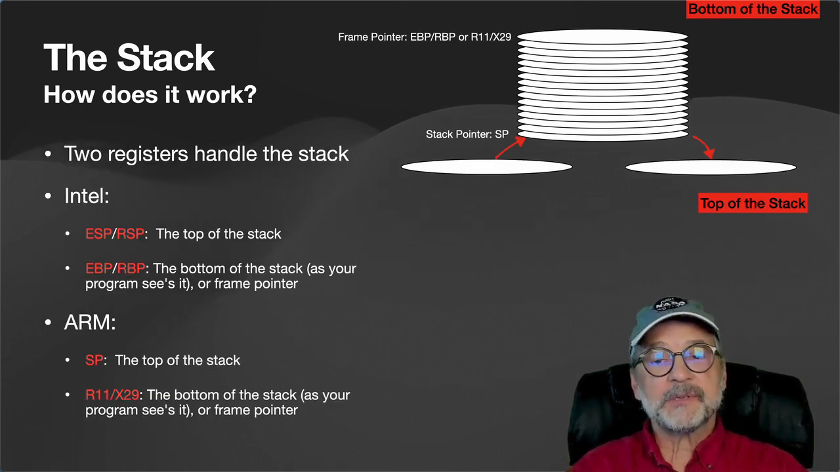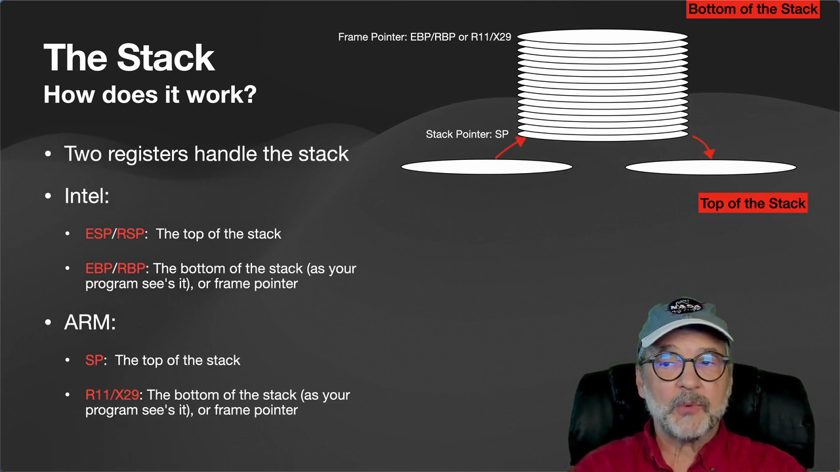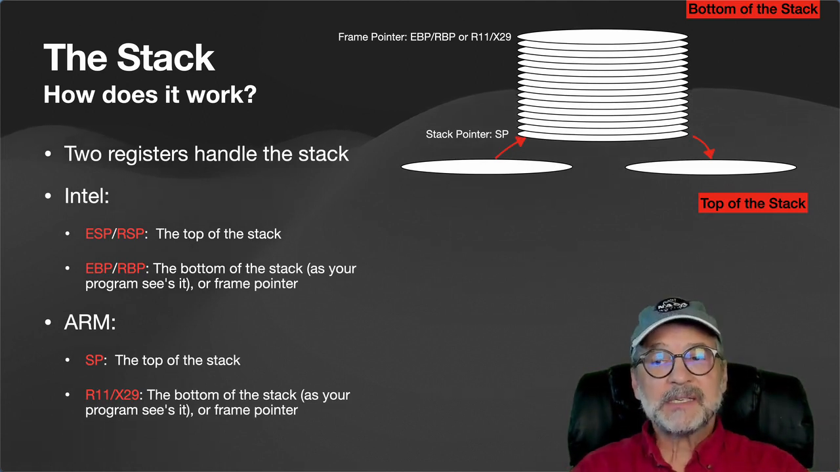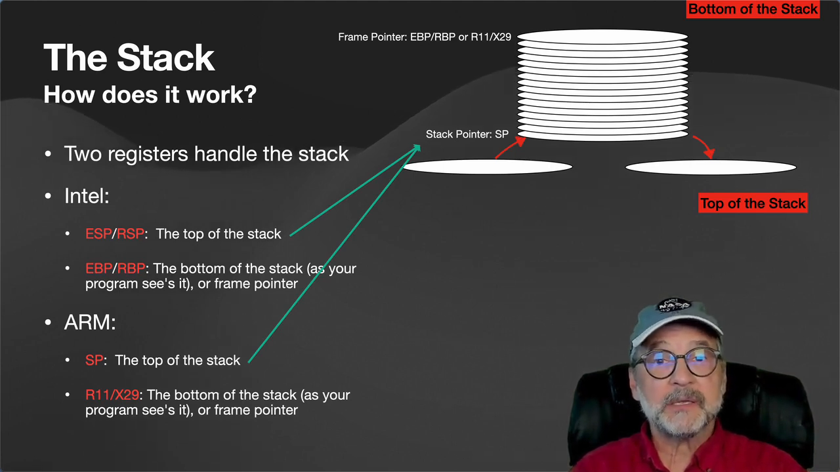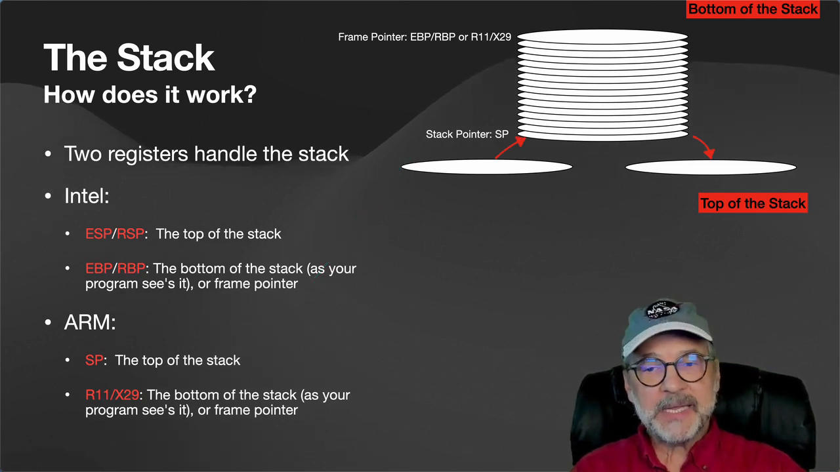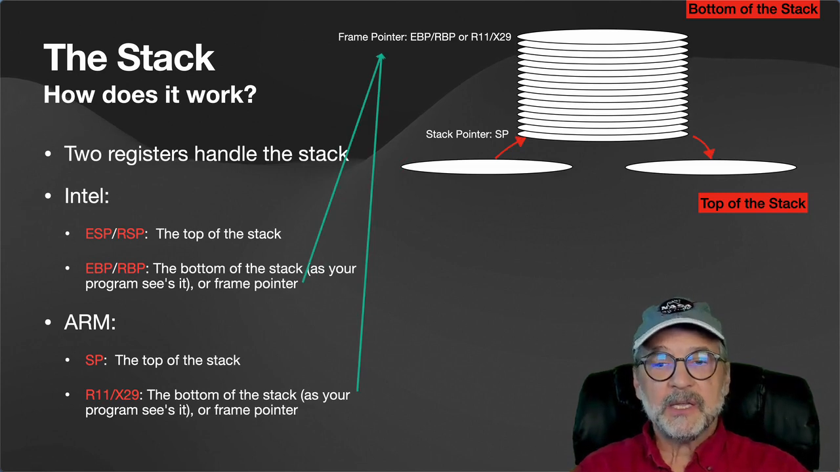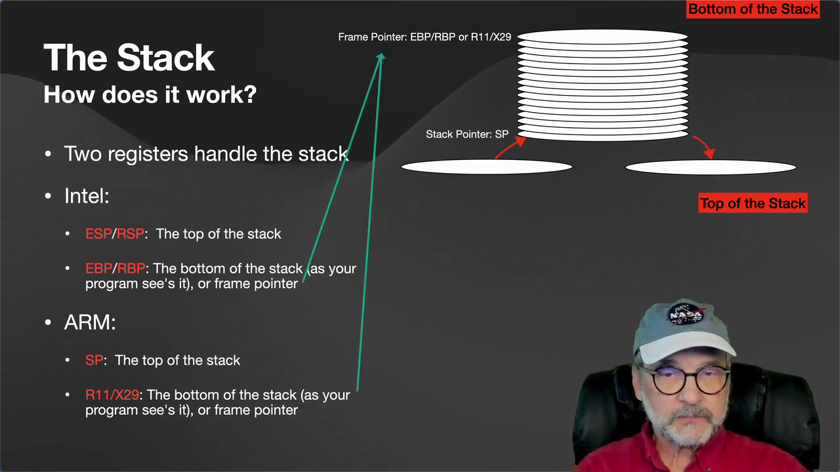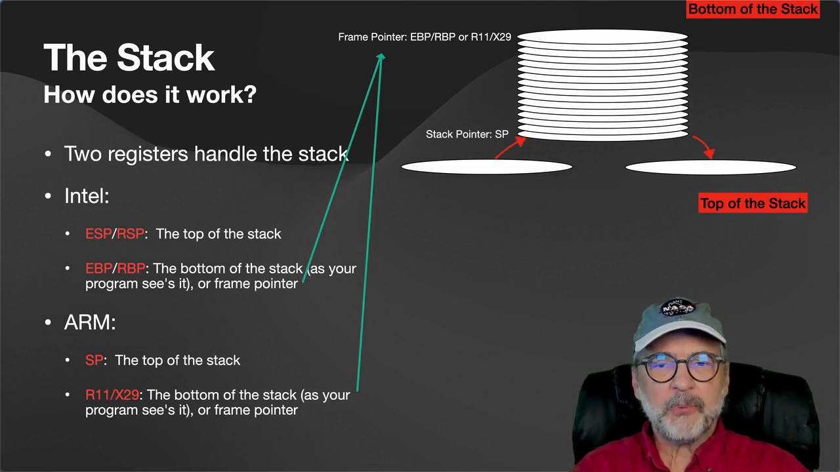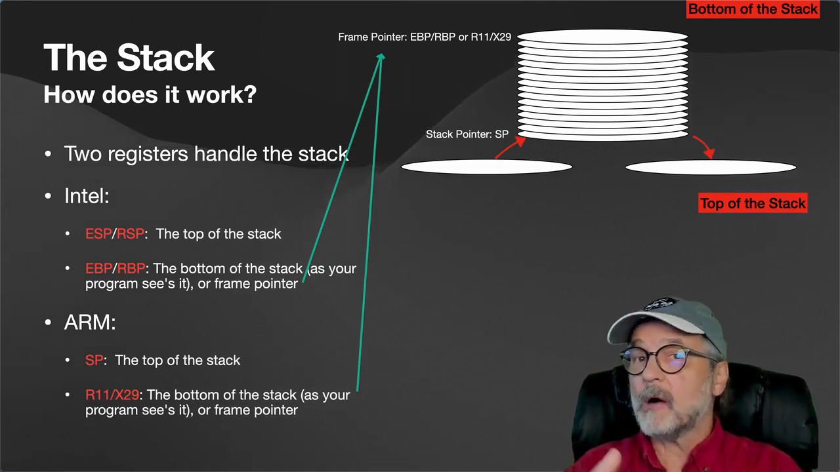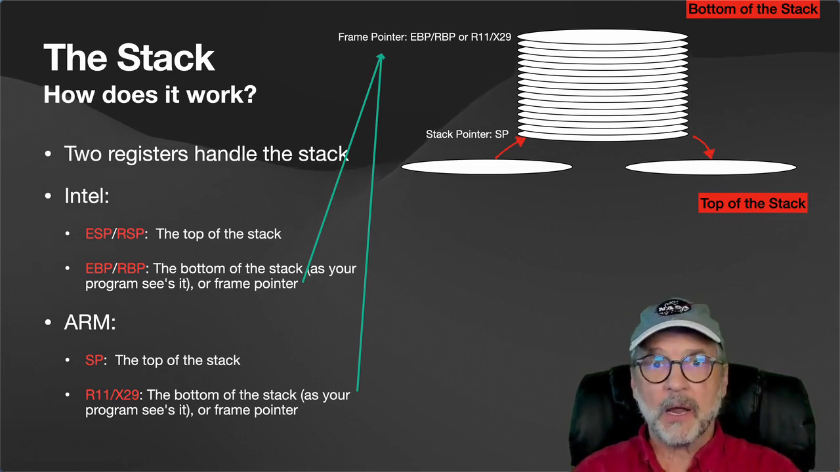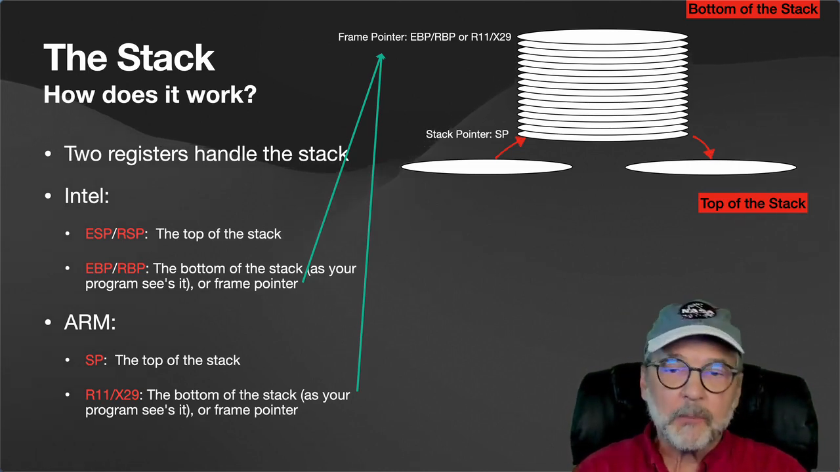So what are the registers that handle the stack? Well, you've got the stack pointer, which handles the top of the stack. The stack pointer on an ARM processor is SP. The stack pointer on an Intel processor for 32-bit is ESP. For 64-bit, it's RSP. Then you've got this thing called a base pointer, which is the bottom of the stack. It's also called a frame pointer, and that tells you how low in the stack you're allowed to go. Now, you can always go below that, but you're going to cause all kinds of troubles if you do. Nobody's going to want to buy your product.